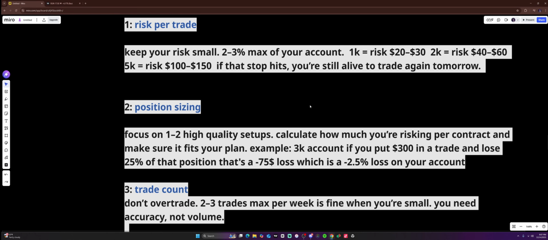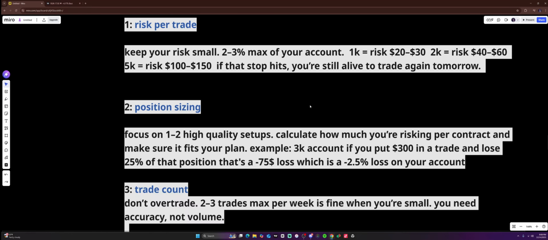Example, right? You have a $3,000 account. If you put $300 in a trade and lose 25% of that position, you just lost 75 bucks, which is negative 2.5% of your account. That's amazing, right? If you're losing 75 bucks, that's actually pretty solid. You're not losing 300 bucks, 500 bucks. You're losing 75 bucks, right? And that's a very good stop loss on a 3K account because you're losing 2%.